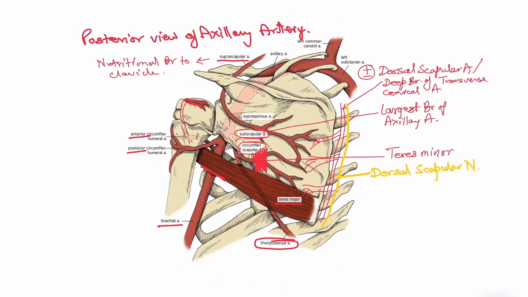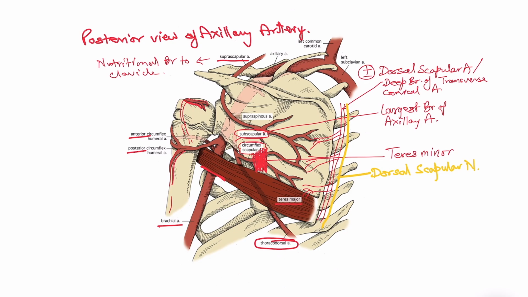Similarly, it will also give a descending branch which will supply blood in the upper portion of the humerus, the periosteum, and the adjoining muscles. Similarly, the posterior circumflex humeral artery has a prominent descending branch. This, I taught you, is the descending branch from the posterior circumflex humeral artery.